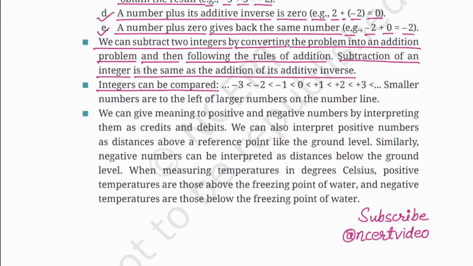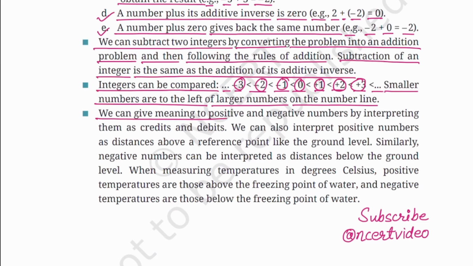Integers can be compared. Example: ..., minus 3 is less than minus 2 is less than minus 1 is less than 0 is less than 1 is less than 2 is less than 3 and so on. Or you can say 3 is greater than 2 is greater than 1 is greater than 0 is greater than minus 1 is greater than minus 2 is greater than minus 3 and so on. Smaller numbers are to the left of larger numbers on the number line.